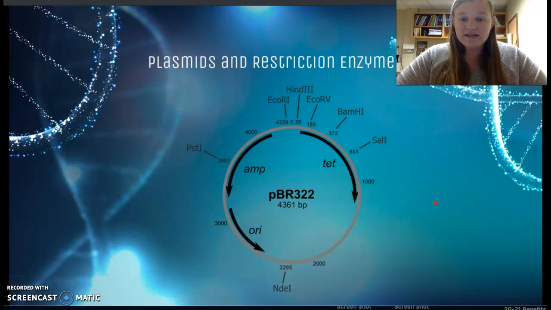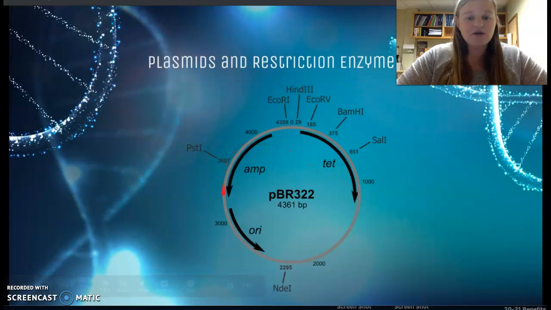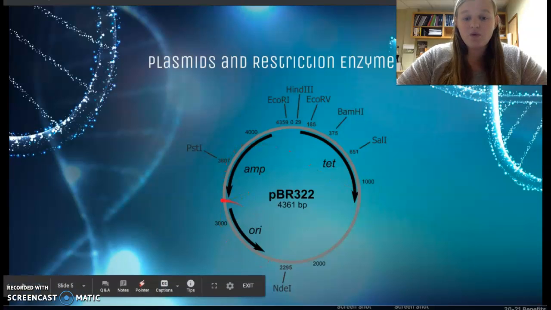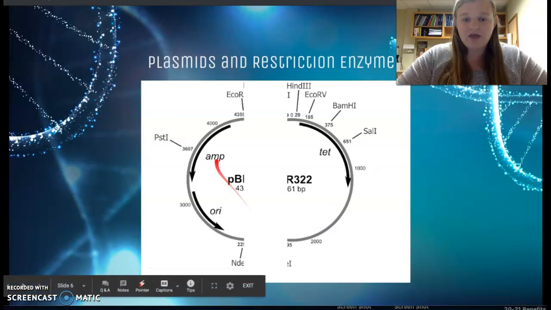We can use this to our advantage. So if we were going to use EcoR1 to cut this up and NdeI, then we could cut this plasmid in half. And so what we'd end up with is this piece that codes for tetracycline resistance and this piece that codes for ampicillin resistance with the origin of replication. And so we cut here and at the bottom, and we get these two halves. And so we've cut it into two 2,000 base pair rings.